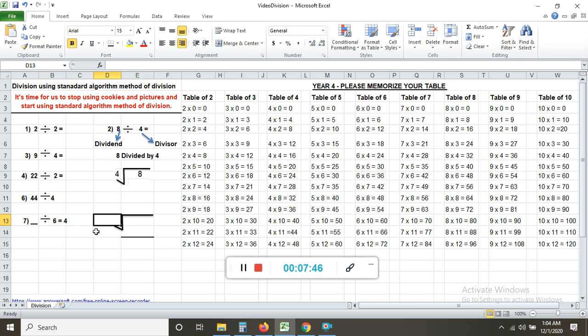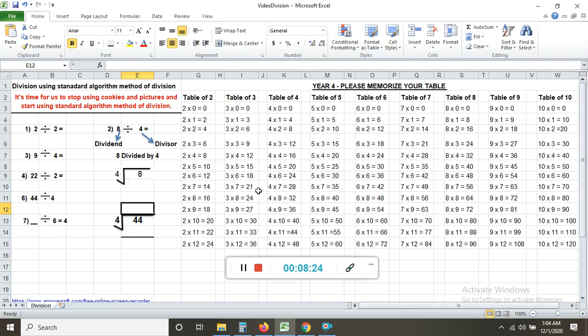The second one is 44 divided by 4. Now 44 is your dividend and 4 is your divisor. What should we do? Take a look at the table of 4. 4 multiplied by 0 is 0, by 1 is 4, by 2 is 8, by 3 is 12. And as we skip and go down, you have 4 by 11, 44. So we have a match.